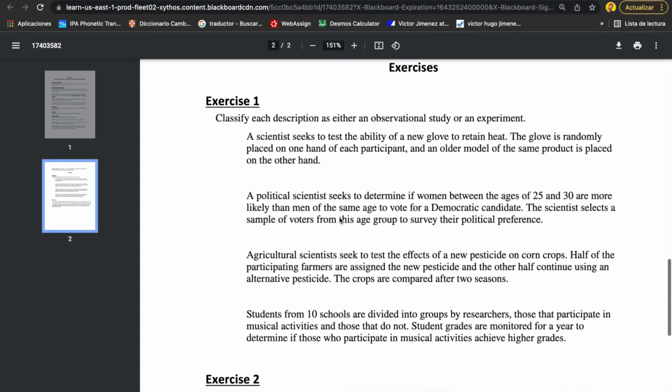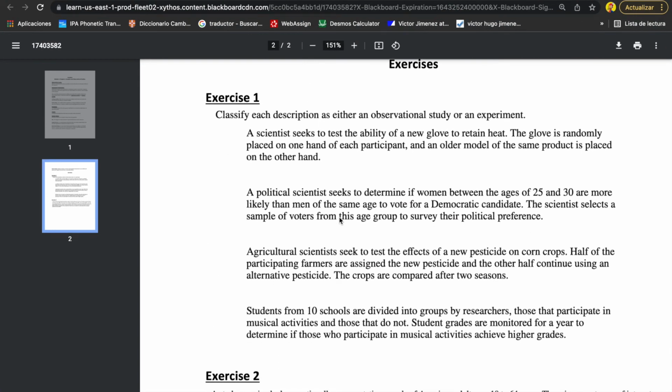Now, let me do the exercises. All right. Again, these exercises in the handout are taken from the exercises in the homework from Achieve. That okay? In the homework from Achieve.